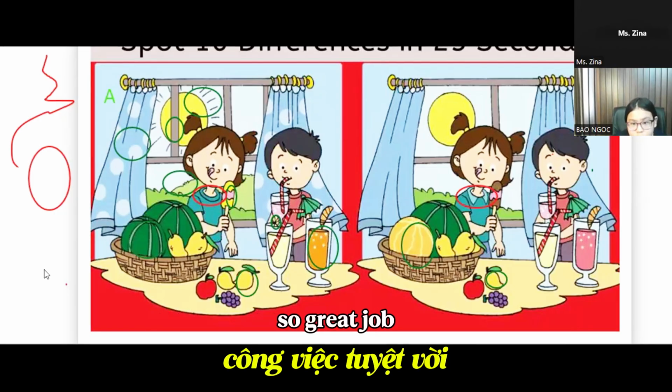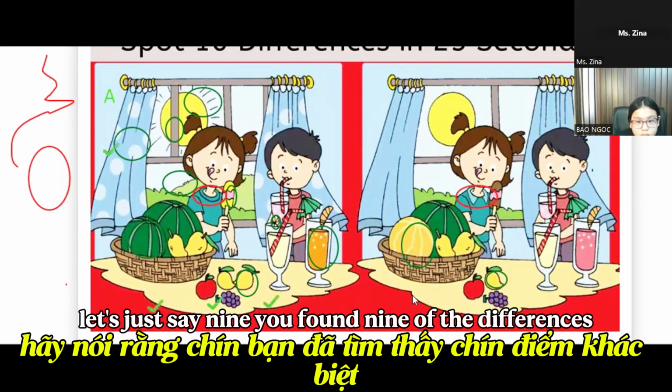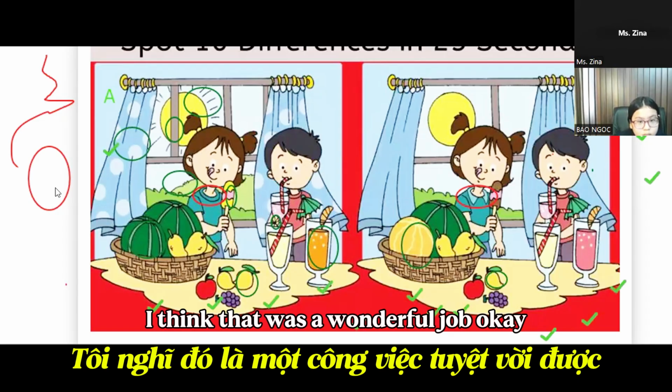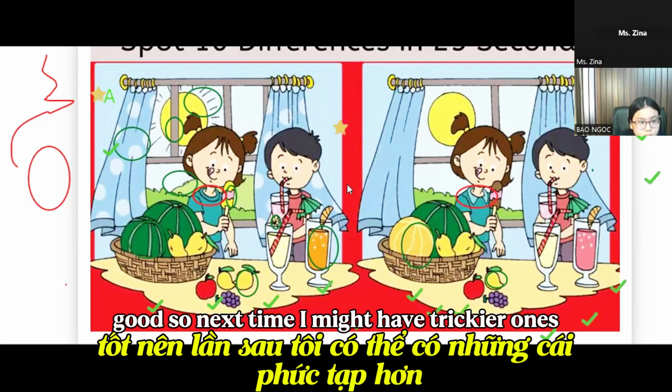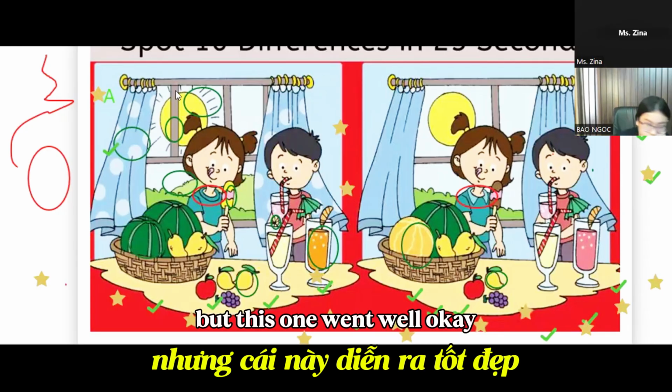So great job. I think you found all of them. Okay, let's just say 9. You found 9 of the differences. I think that was a wonderful job. Okay, good. So next time, I might have trickier ones, more differences that are more difficult. But this one went well.